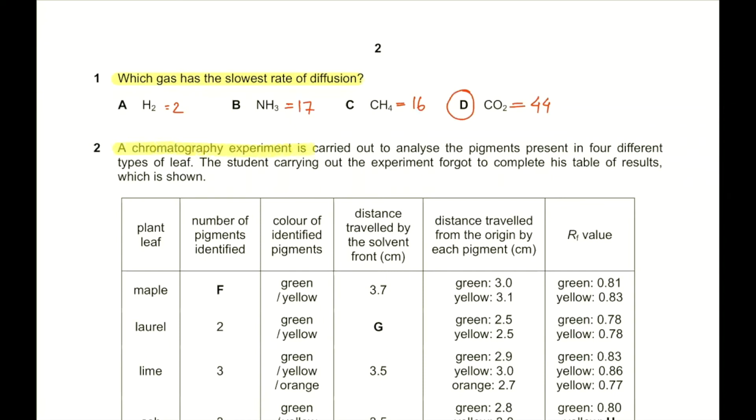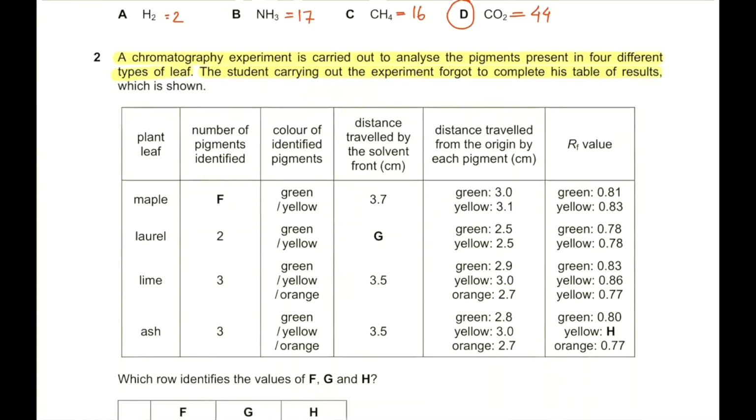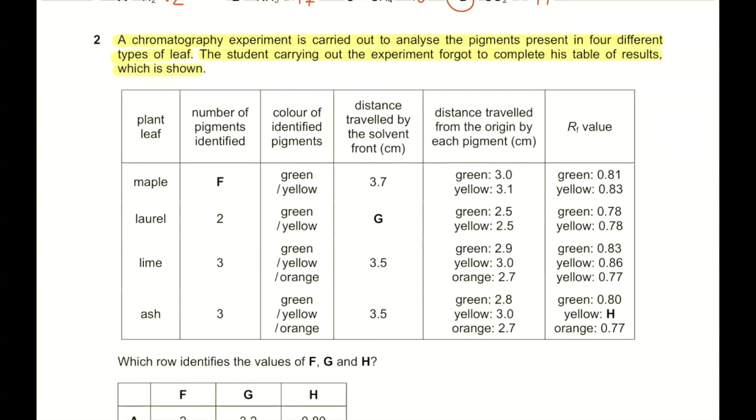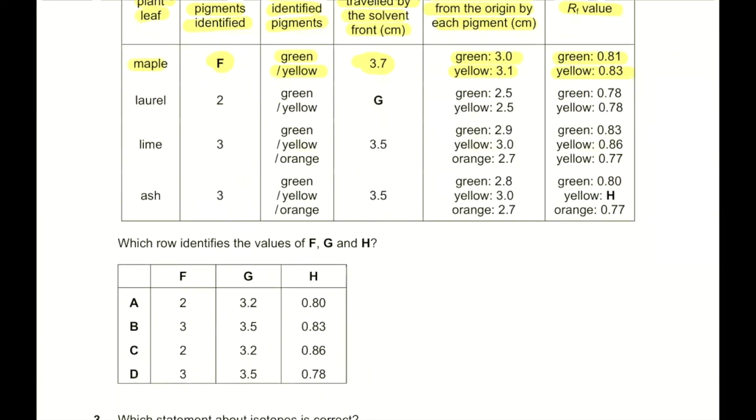A chromatography experiment is carried out to analyze the pigments present in 4 different types of leaf. The student trying out the experiment forgot to complete the table of results, which is shown. Plant leaf, maple, number of pigments identified, F. Color of identified pigments, green/yellow. Distance traveled by the solvent front, 3.7. Distance traveled from the origin by each pigment in centimeters, green 3.0, yellow 3.1. RF value, green 0.81, yellow 0.83. Now, the question is, which row identifies the value of F, G, H?